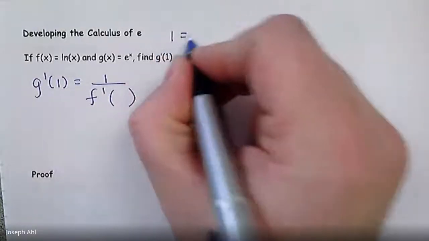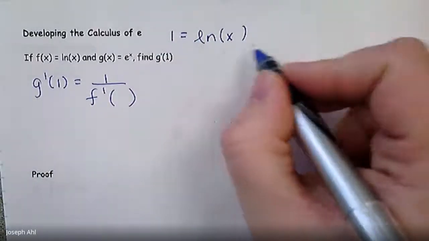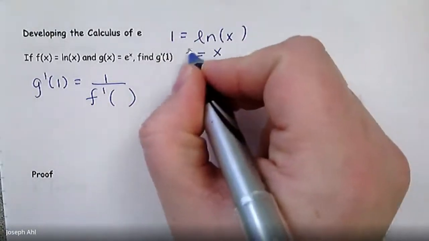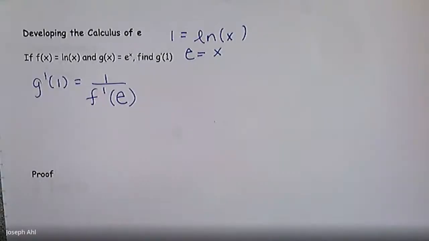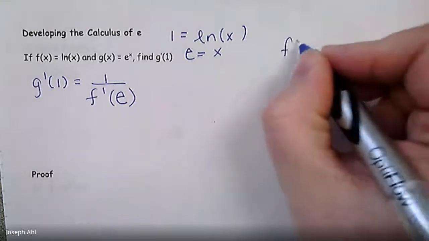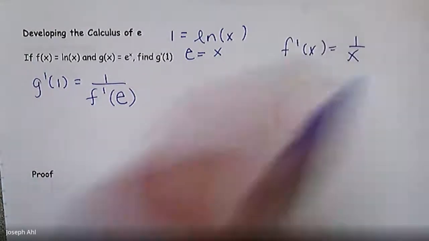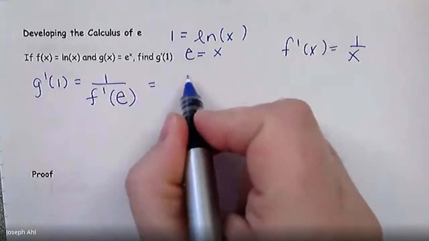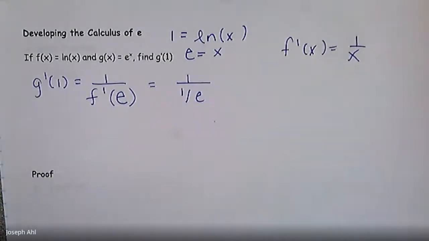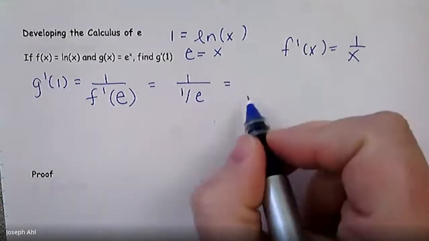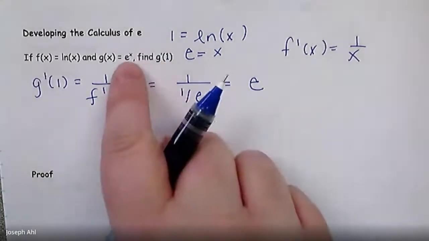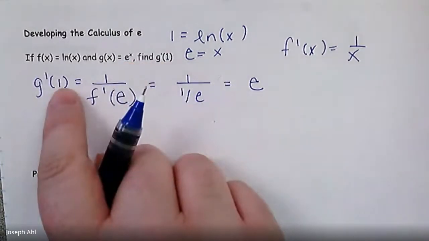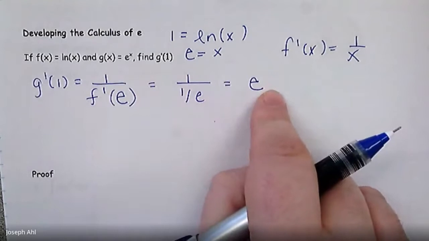So in other words, if 1 equals the ln of x, then x must equal e in this case, right? So it's going to equal 1 over f prime of e. And we know that the derivative f prime is 1 over x. So this is going to become 1 over e. And then simplifying this, you would just get that g prime of 1 is e. So the slope of the tangent line on the curve e to the x at x equals 1 is e.